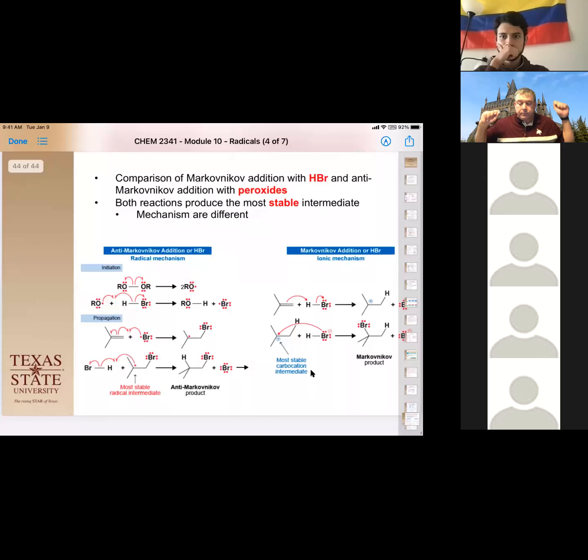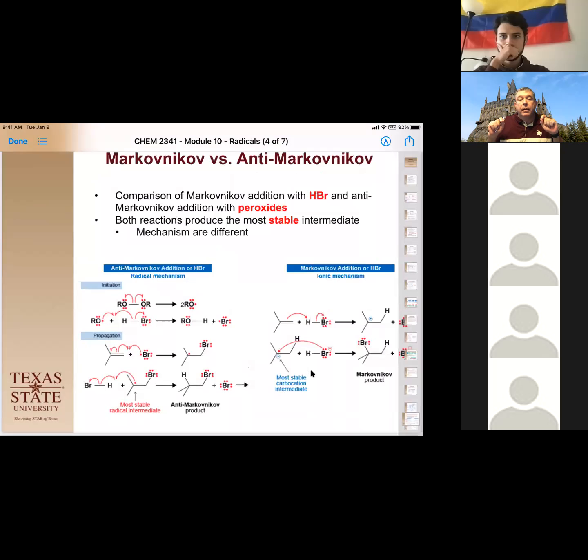And therefore, that's why the addition of HBr with peroxides gives us our anti-Markovnikov product, because we get to the more stable radical intermediate, because it forms that tertiary radical. If we did it in the ionic, nucleophilic way, we end up getting the hydrogen on the least substituted side to give us the more stable carbocation. And then the bromine comes in last. So that's why without peroxides, we get the Markovnikov product. With peroxides and HBr, we get the anti-Markovnikov product.